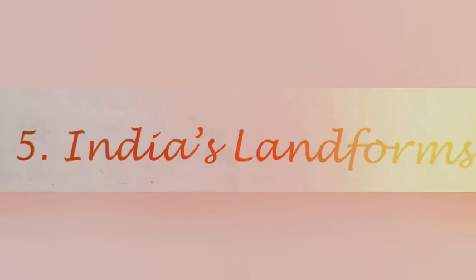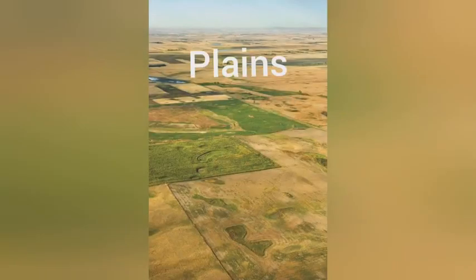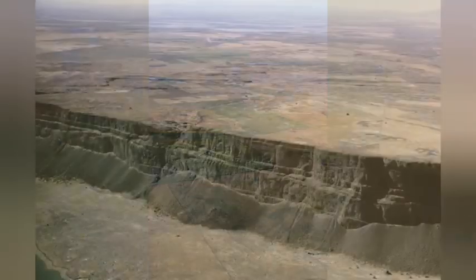Today we are going to read and understand lesson number 5, that is India's landforms. In this lesson, we are going to study about the physical features of our country. The various physical features that our country has are the mountains, plains, plateaus, deserts, islands, etc. And all these will be discussed further. So let's start the lesson.